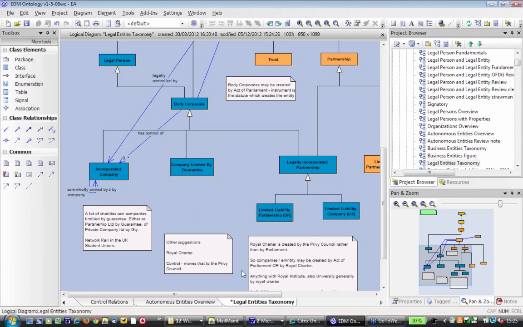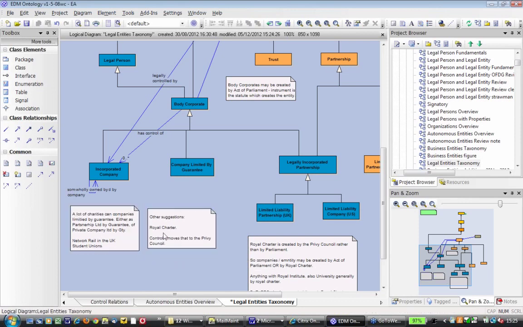Now, in a republic where the people are sovereign, is there the equivalent of a Royal Charter, i.e., the equivalent of creating things outside of an act of the legislature, or is it only in kingdoms and principalities that something outside of the legislature can create legal persons? I can't find any examples, but there's plenty of US people on this call.